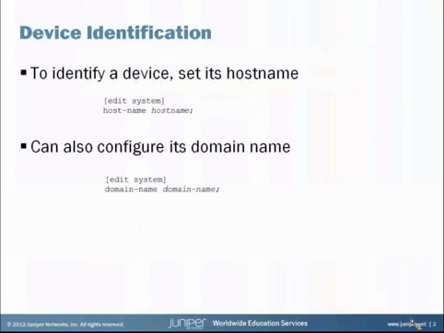So let's start with straight up device identification, and it really couldn't be easier on a Junos device. As you can see here, a couple of options for setting your host name and your domain name. We're under the Edit System stanza of the CLI, and it's simply the keyword hostname, and you enter the name of the device, and below domain name, and you enter the domain. It's really as simple as that.